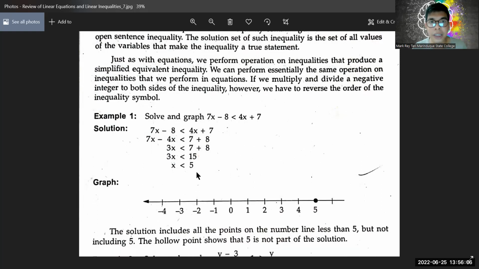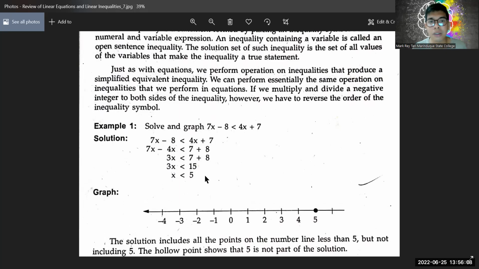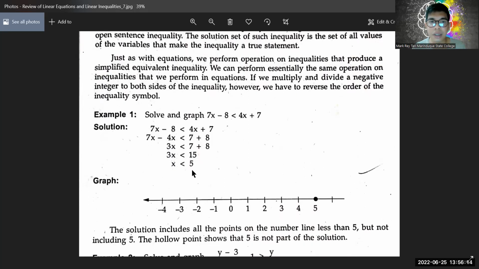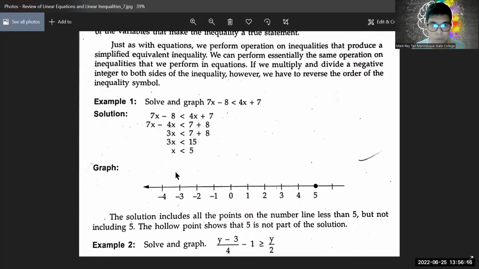Okay, so paano yung graph? Ayan. So ito ang kaibahan. Sa inequality, may graph tayo sa lahat ng solution natin. So paano siya i-graph? x is less than 5. Since x siya, we refer only to the x-axis. Kaya horizontal lang to. But if this is y, dapat naka-vertical yung line natin. So sabi dito, x is less than 5.